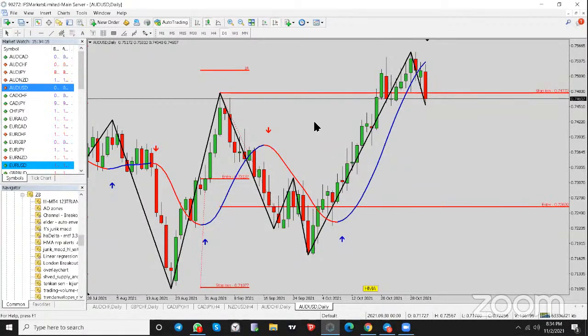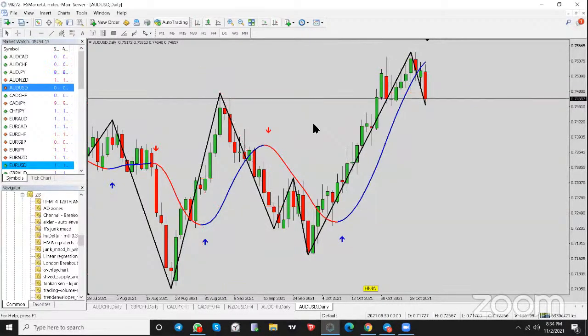Now, the way I tested this particular HMA, Hull moving average, you can see on my screen. I tested it with one other indicator that's more for placing stop loss, which is the zigzag indicator. I'm not using the latest calculation of zigzag. I'm using the past calculation, so I don't worry about its repainting issue.